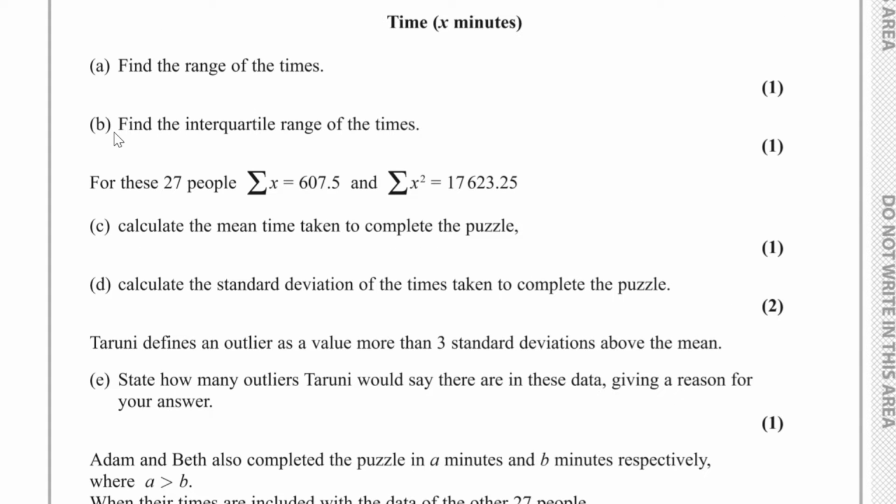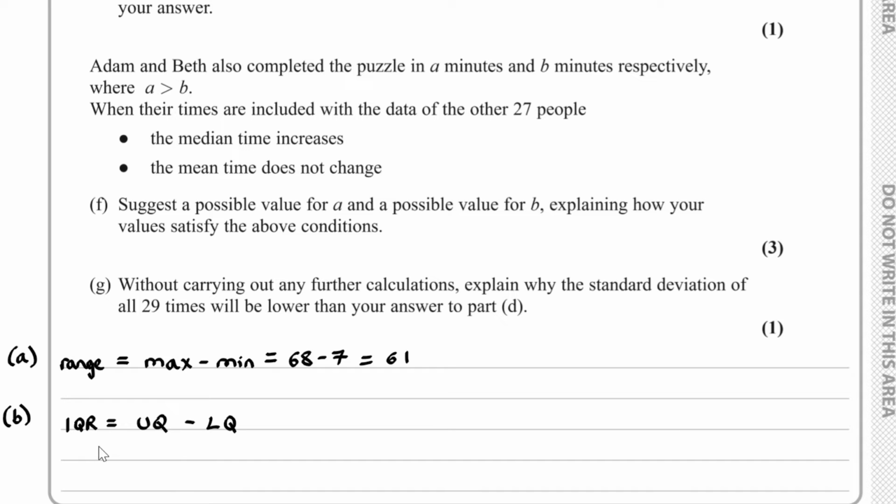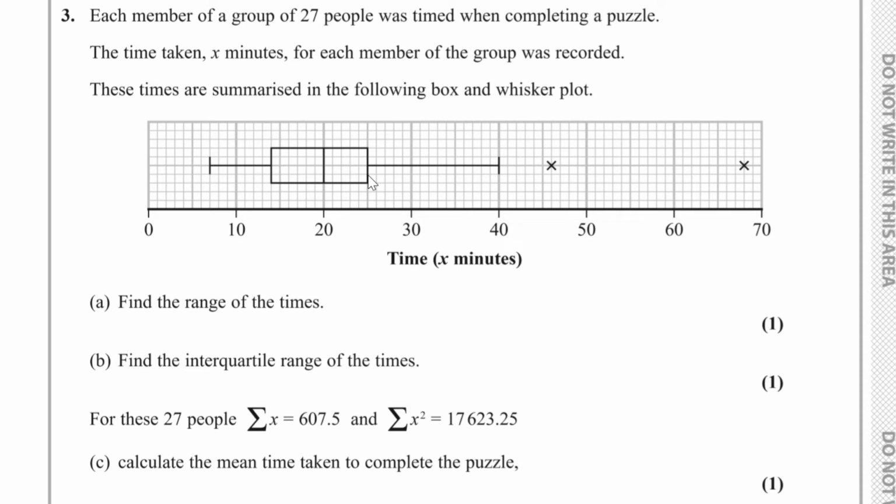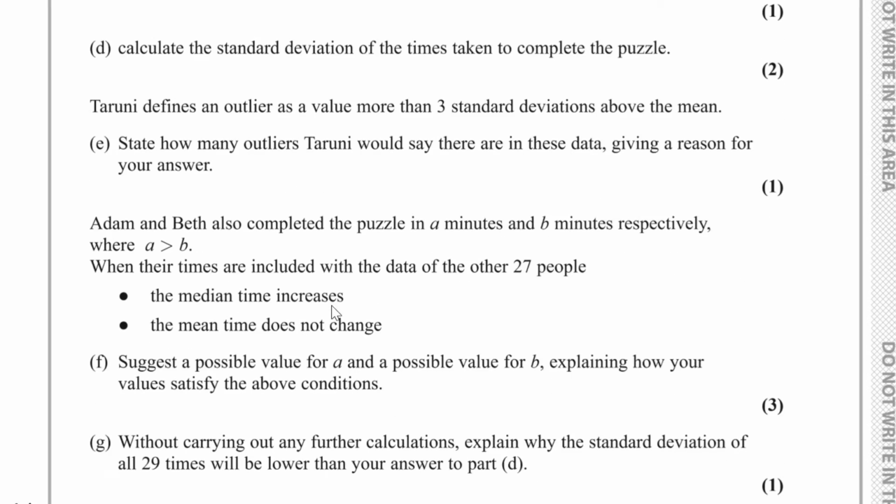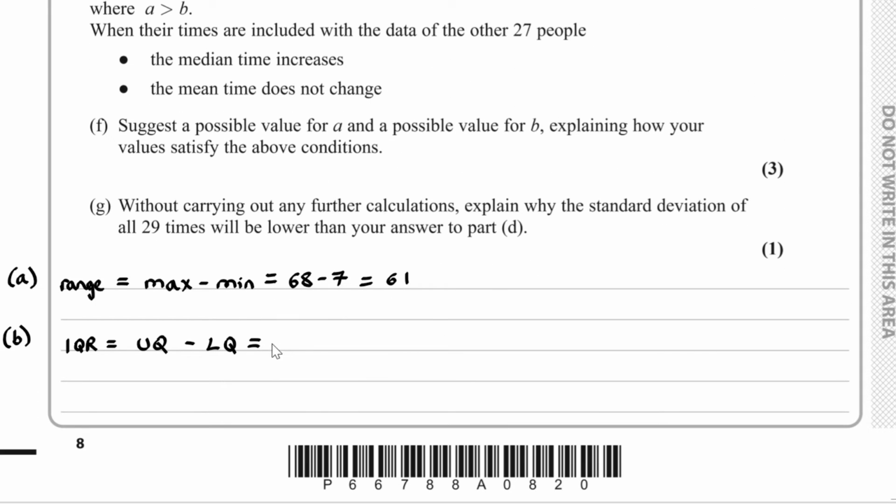For the next part of the question, we have to find the interquartile range of these times. The interquartile range is defined as the upper quartile minus the lower quartile. So we see here we have an upper quartile of 25, a lower quartile of 14, so the difference between 25 and 14 is equal to 11. So we have the interquartile range being 11, and don't forget, add your units. So here we have 61 minutes for the range, and the interquartile range is 11 minutes.